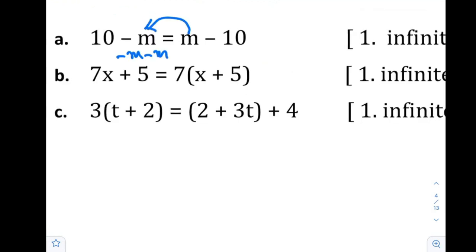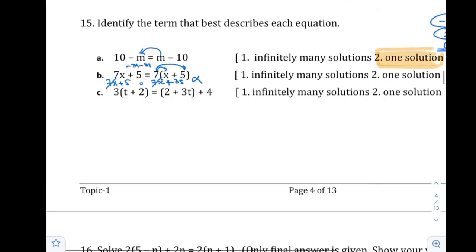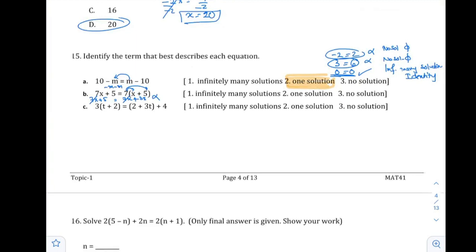Now, for this exercise, also you can mentally know that it will have no solution, because if you distribute, it will be 7x, and this one will be 35, while the other side has 7x plus 5. Cancel the 7x from each side or subtract 7x using the subtraction property of equality. You will end up with two numbers that are never equal, and that means it has no solution.